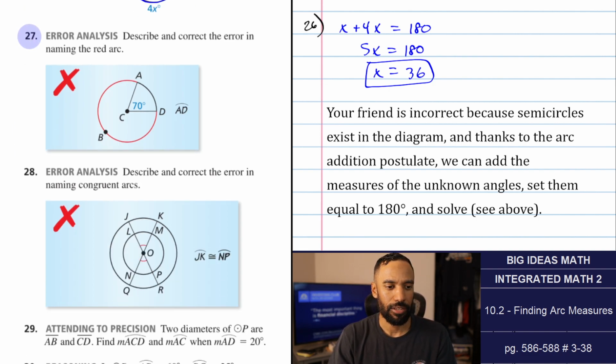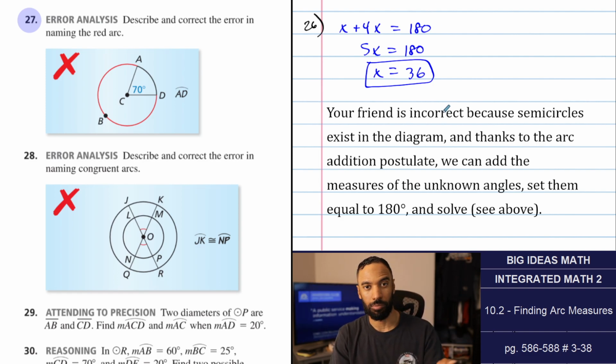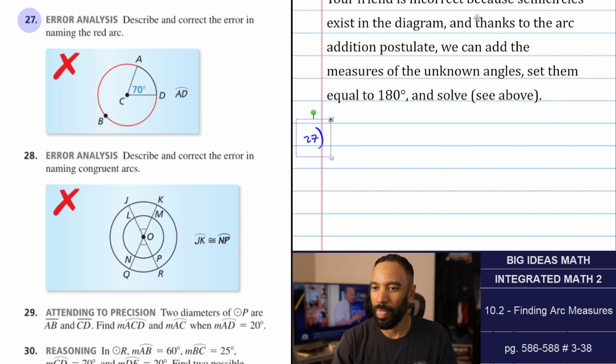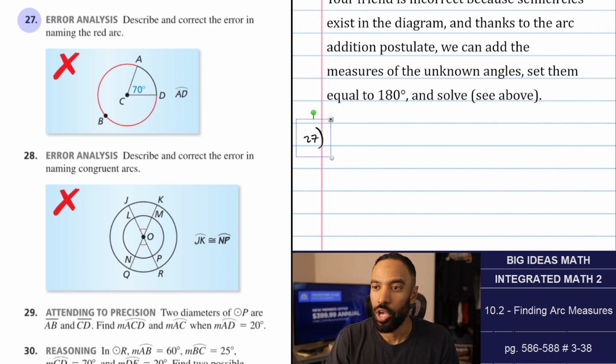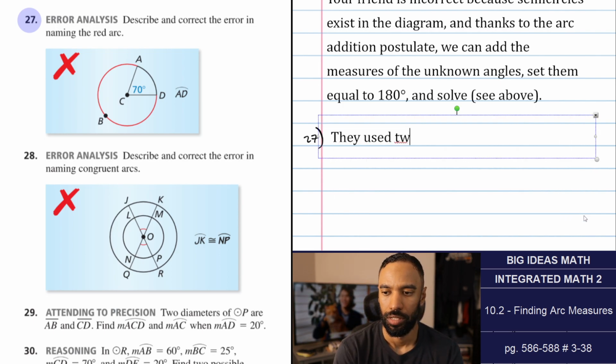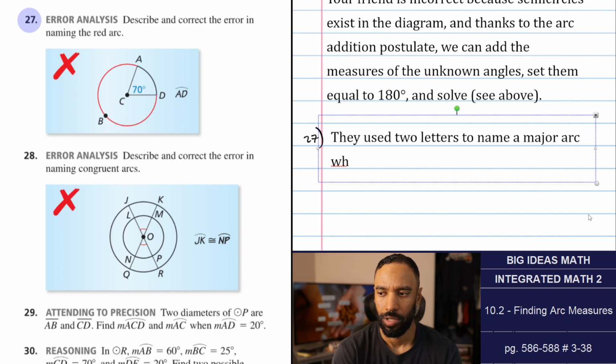Number 27, error analysis, as well as 28. Describe and correct the error in naming the red arc. I saw a major arc. I'm going to guess they used 2 letters. Number 27, I might be wrong. They used 2 letters to name a major arc when they needed to use 3.